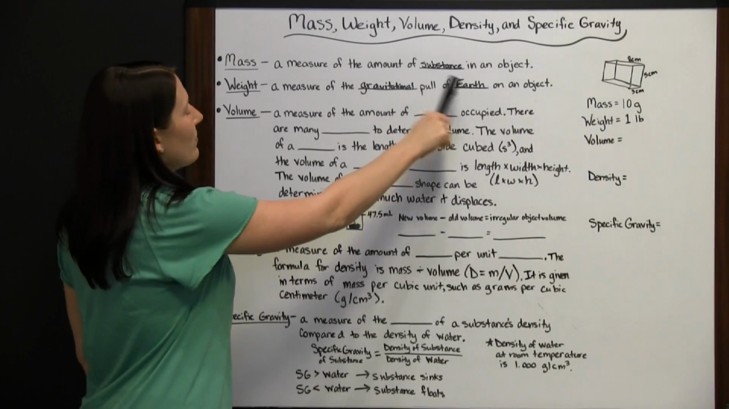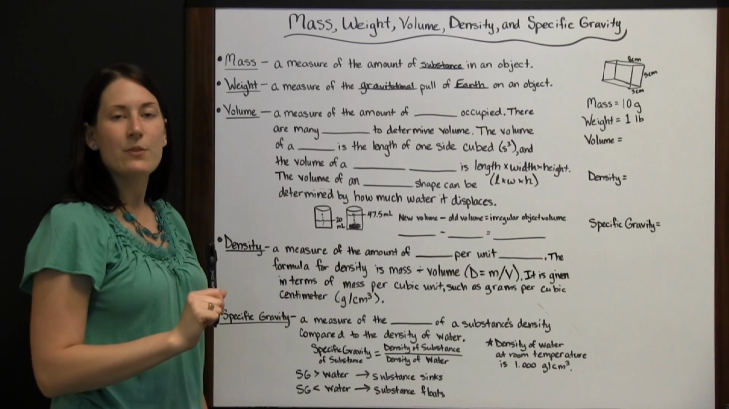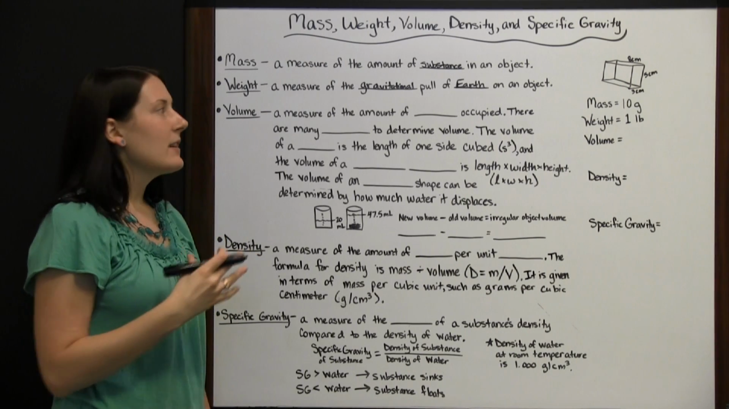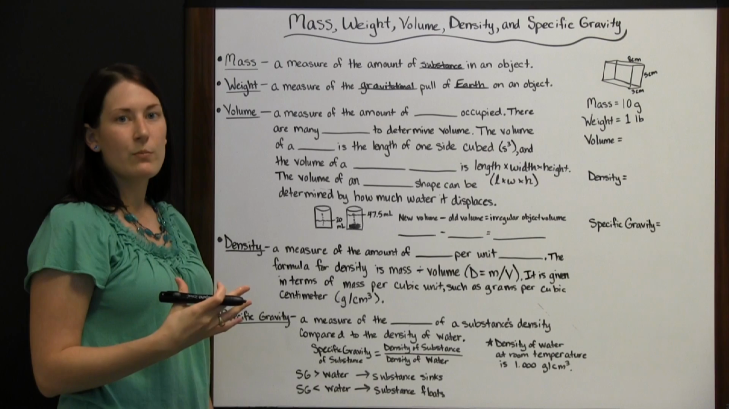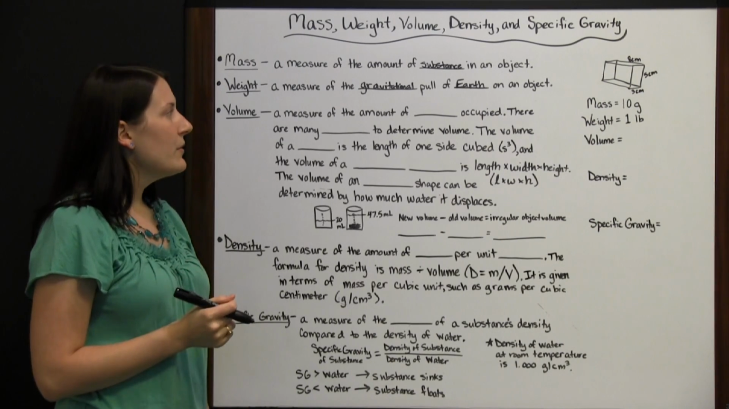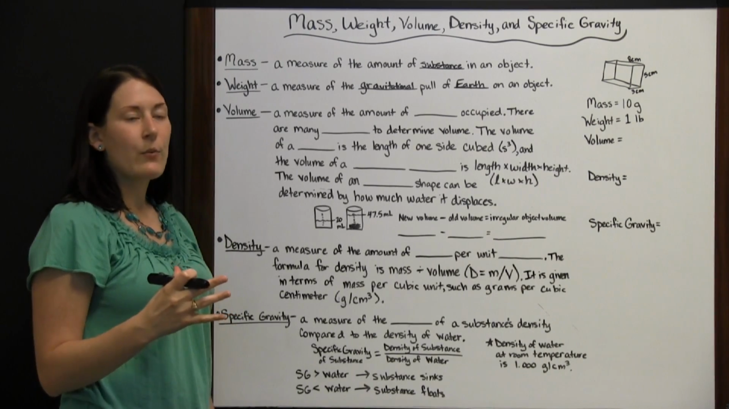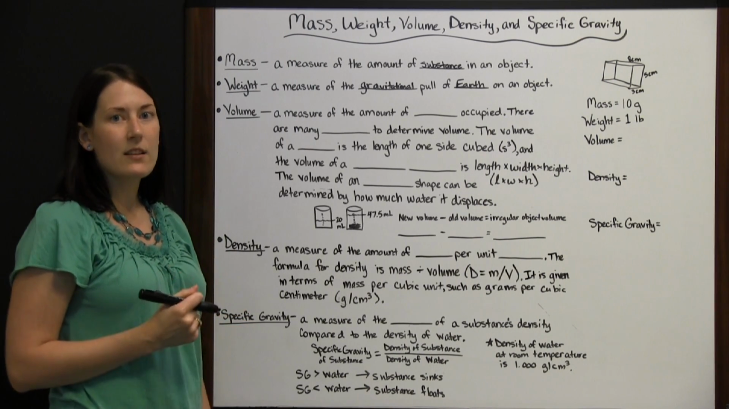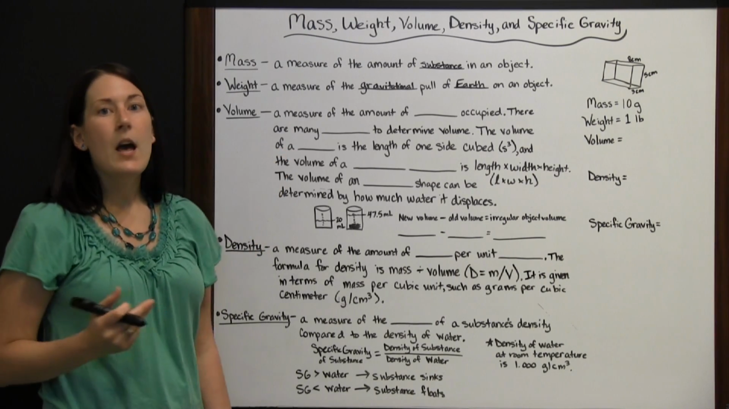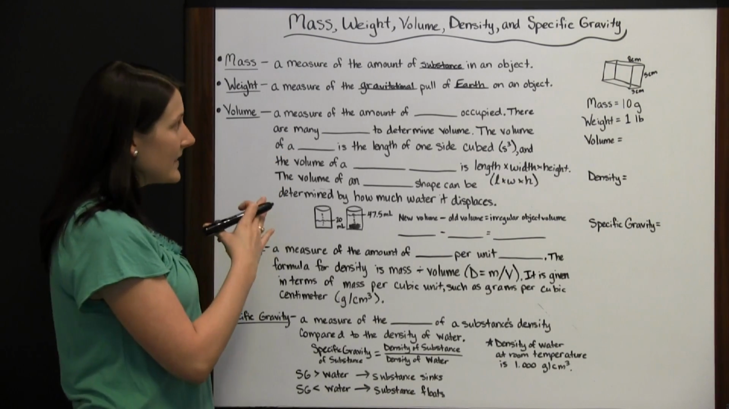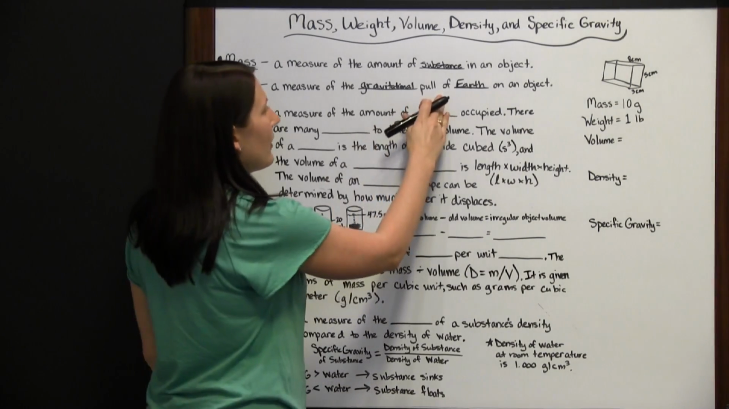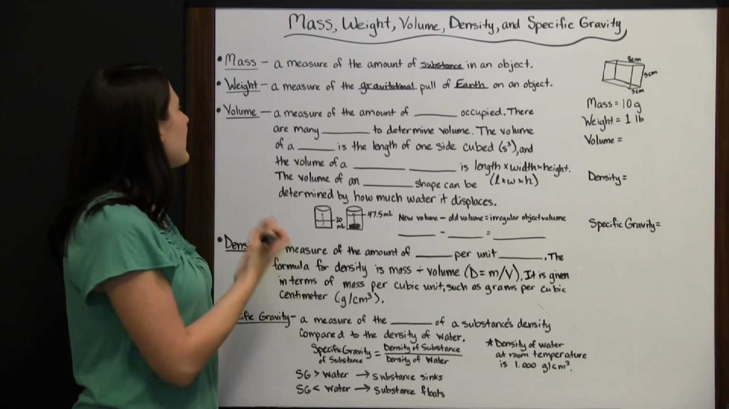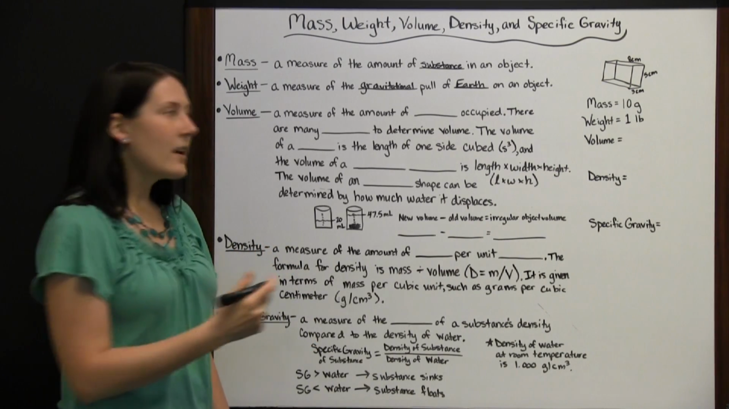Now, this is the gravitational pull of Earth, which means that on different planets or different entities in our solar system, the weight would be different. For instance, on the moon, there is less of a gravitational pull, so your weight would be lower on the moon. On other planets that are further away or closer to the sun, you're going to have a different gravitational pull, so you would weigh more or less on different planets because the pull would be different. But whenever you see a weight listed, it's going to be the gravitational pull of Earth on an object because that's where you are most likely to find these things. Let's move on to volume. Volume is a measure of the amount of space occupied.